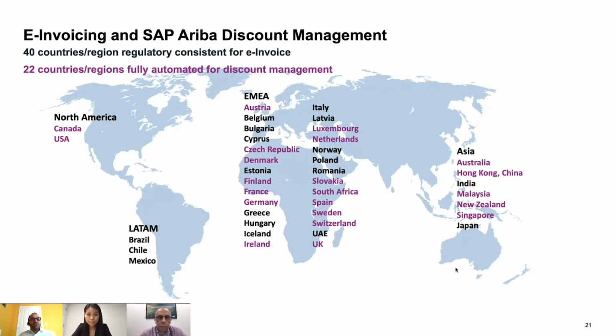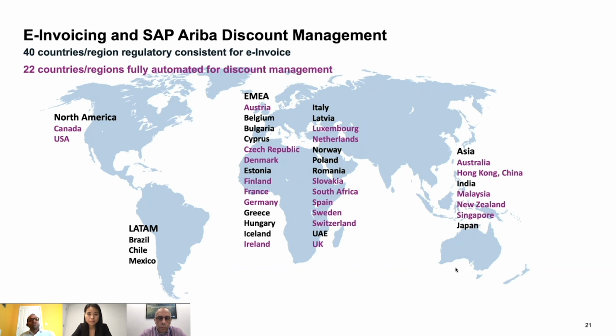So Alex already mentioned our 40 countries and regions where we have regulatory consistent electronic invoicing. The discount management is available in a subset of those solutions. So it's available in 22 countries, highlighted in purple on this slide. But of course, similar to the way Alex mentioned, 150 plus countries for pro forma invoices, we can actually offer discount management in more than 22 countries, but you should really speak to your tax advisor and find out what the credit note processing is.